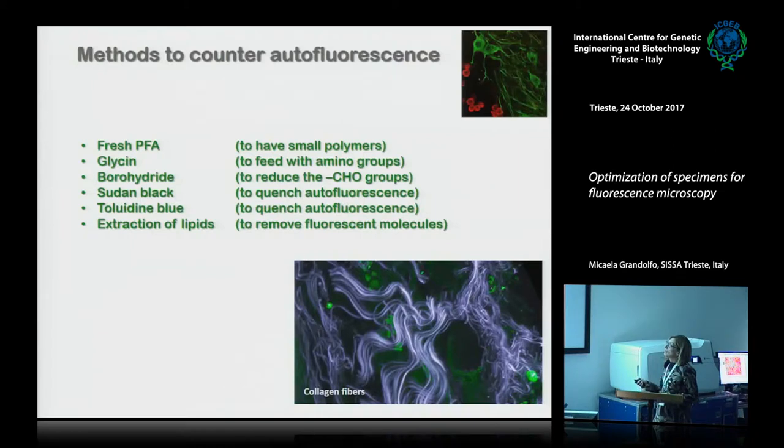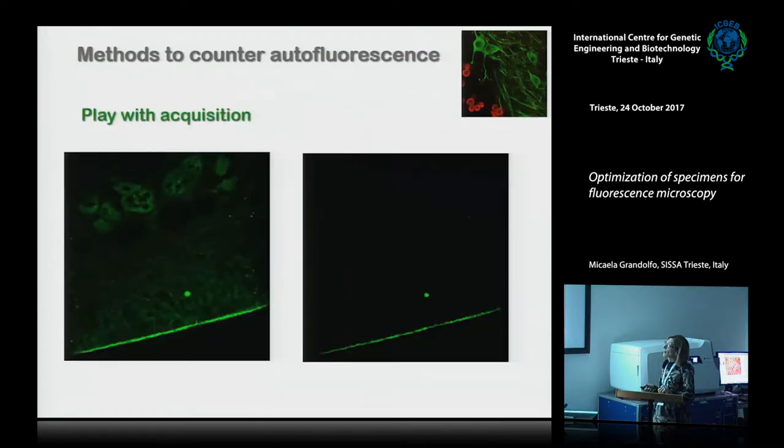Okay, methods to counter autofluorescence. First of all, of course, use fresh PFA to have small polymers. You can use glycine. Using glycine, you quench the free aldehyde groups present in the tissue, or you can reduce the free aldehyde groups using borohydride, or you can use the Sudan black, the toluidine blue, or the extraction of lipids. Of course, you can play with acquisition, and you have to know very well what you are doing. So be careful, because it is really dangerous when you play with acquisition.